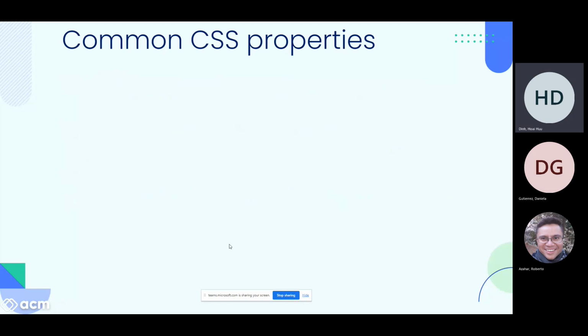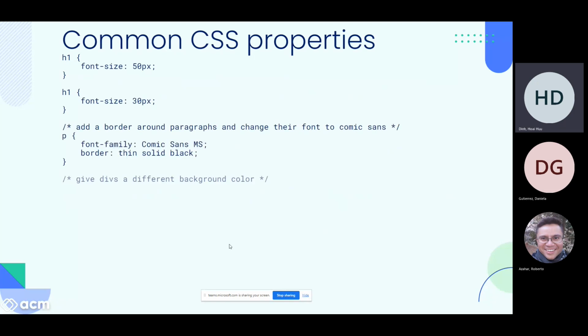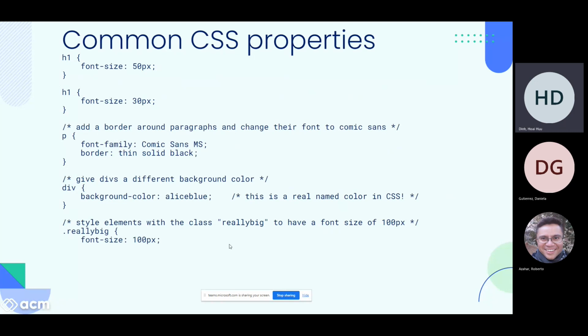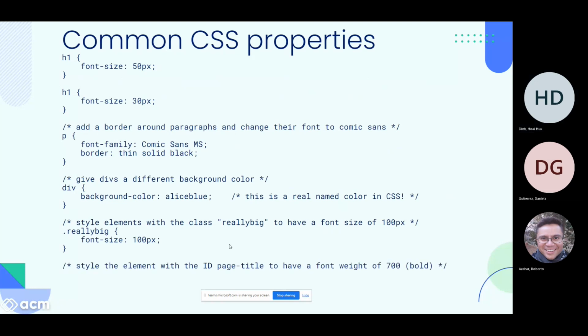Next are some common CSS properties. This is just a massive list. Some examples: anything with header 1, you can see it has a font size of 50 pixels. Header 2 could have a font size of 30 pixels. We can have a paragraph. Any paragraph element that we have will have this styling: it's going to have Comic Sans in a thin, solid black style. Anything that's a div is going to have a solid blue background. Really big is going to have a massive font size. And that's how it works as seen in production.